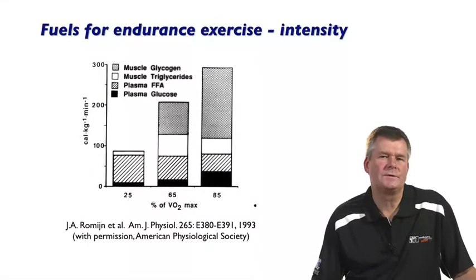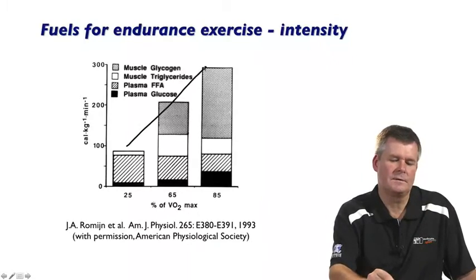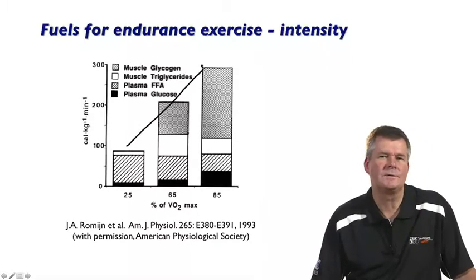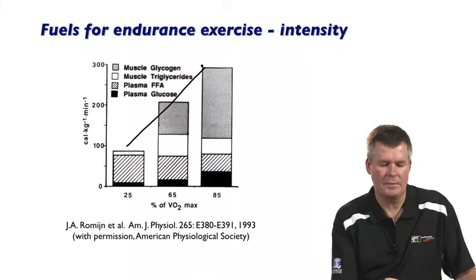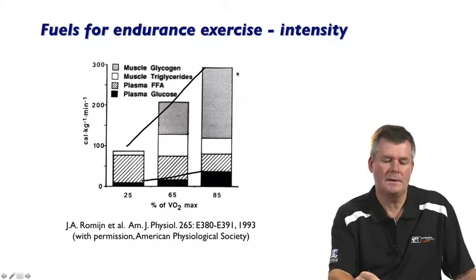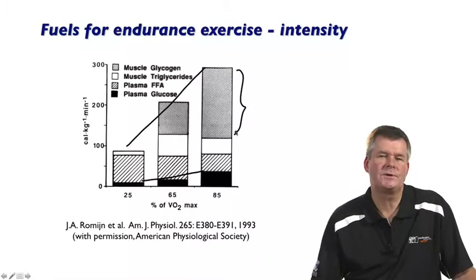The primary determinants of the relative contribution of carbohydrate and fat to exercise are intensity and duration. If we look at the effect of intensity, as exercise intensity increases, what we see is an increased reliance on carbohydrate, both blood glucose, but importantly, muscle glycogen, such that at the higher intensities that you often see during competitive endurance type events, there's a very heavy reliance on the muscle glycogen stores.